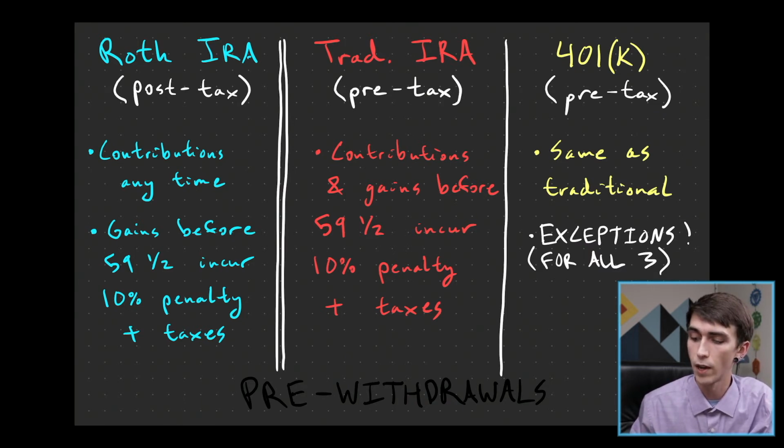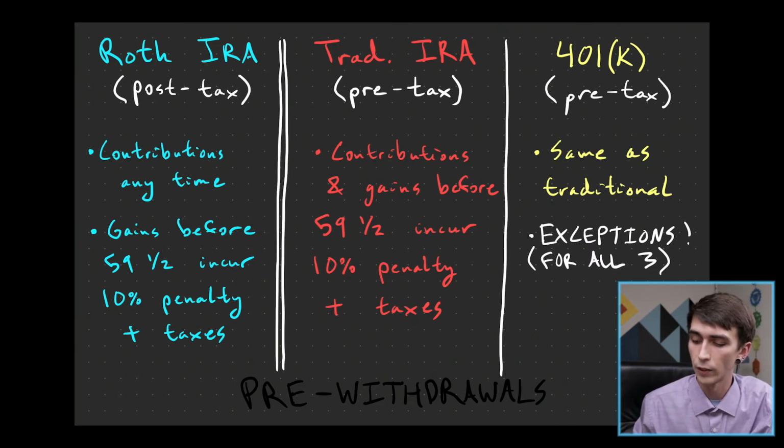Now with a traditional IRA and a 401k, these are both the same with this. The contributions and the gains before 59 and a half, if you take them out, then you'll have a 10% penalty and pay taxes, because with both of these, you still haven't paid the taxes on it yet. And then after the age of 59 and a half, you won't have that penalty anymore, but you'll still have to pay the taxes depending on your income bracket at the time. So if you have a ton of investments in the future that you're cashing out on, that could potentially push you into a higher tax bracket. So that's one thing to consider here when you're choosing which of these accounts you want to kind of prioritize.